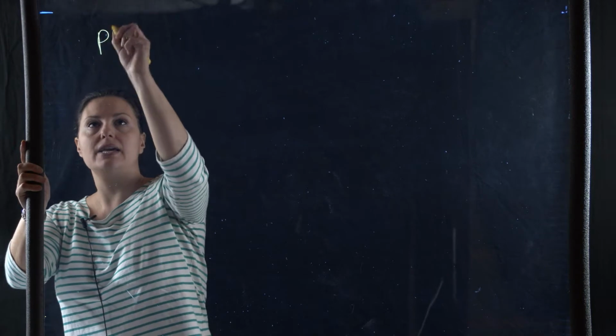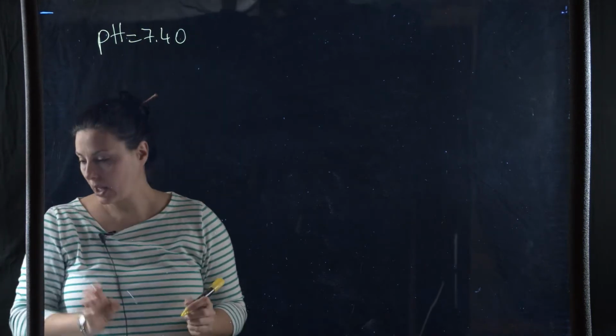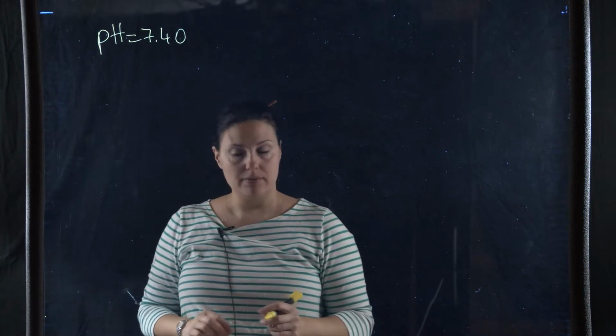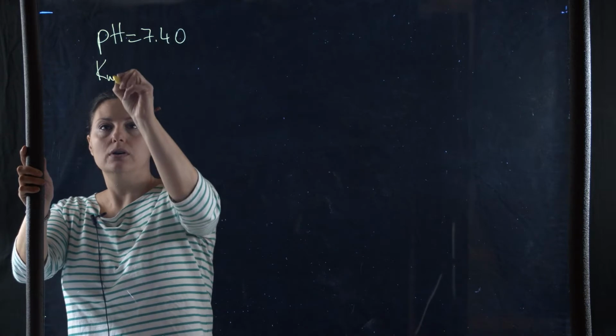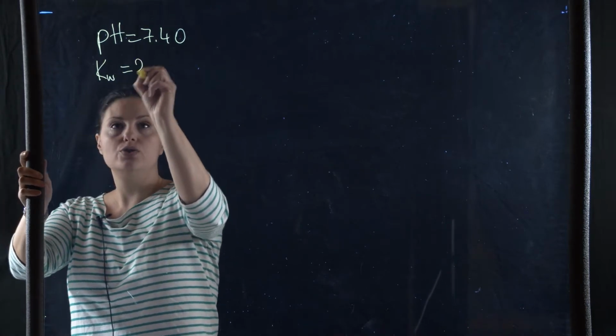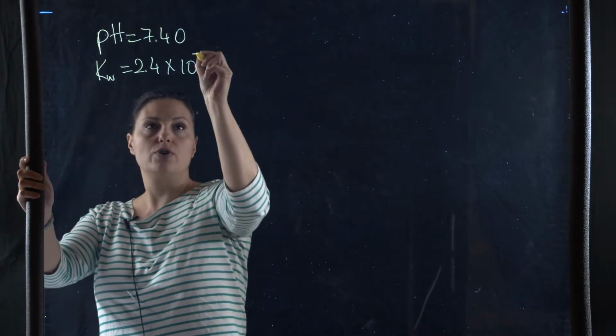Okay, right now we have one problem on slide 17, so let's work on that. The average pH of normal arterial blood is 7.4. So we're given a pH of 7.4. At normal body temperature, which is 37 degrees Celsius, Kw is equal to 2.4 times 10 to the minus 14.